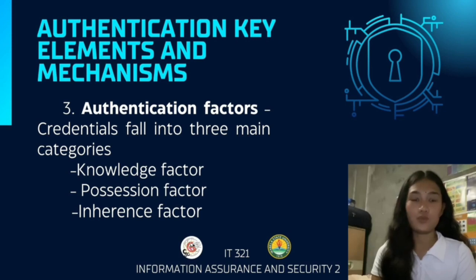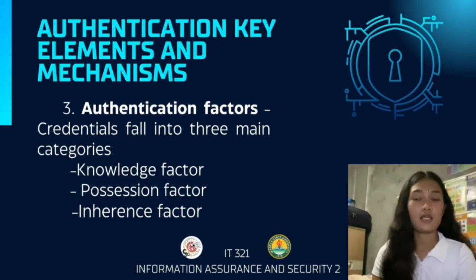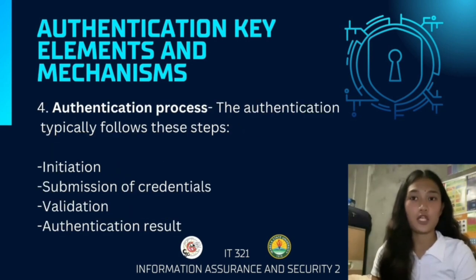The third is the authentication factors. Credentials fall into three main categories known as authentication factors. First is the knowledge factor. Second is the possession factor. Third is the inherence factor. And lastly, we have the authentication process.